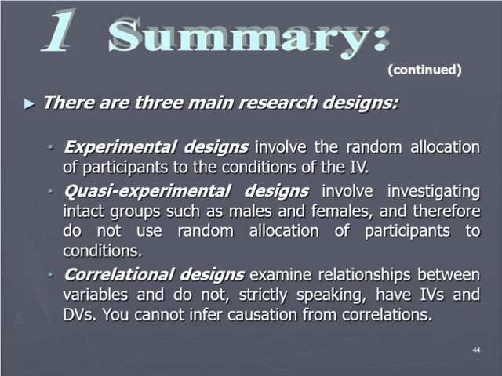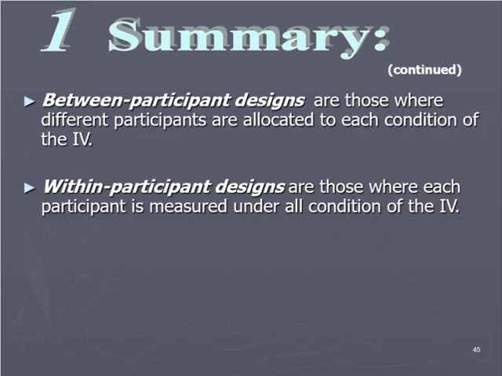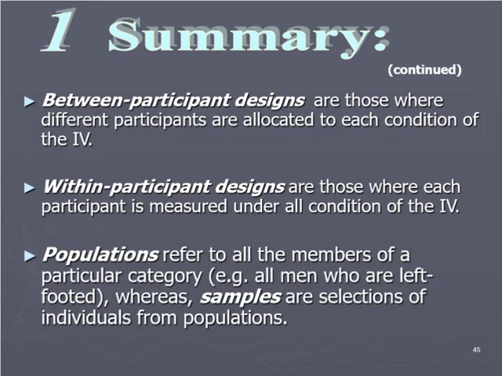Types of research design, you have experimental and quasi-experimental. You also have your correlational designs. Ta-da! You also have between participant designs, when you divide them into groups and try different conditions. Within participant designs, you don't have to divide them into groups, but all of them will try all the possible conditions of the variable. A population, this is the universe, and a part of the universe is called a sample.